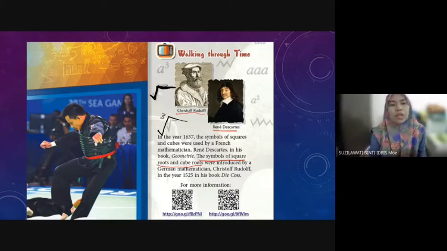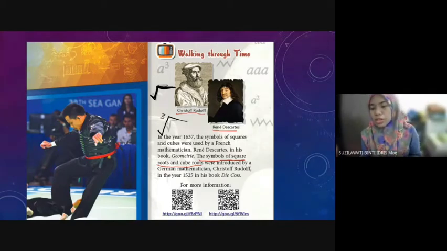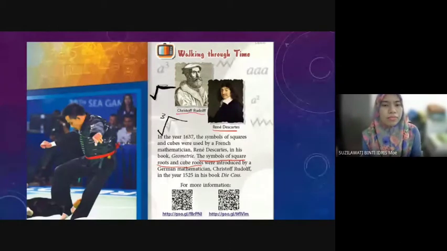Look at the slide now. Don't look at your calculator, look at your slide now. Okay, this is a symbol of cube root where it uses the same symbol as a square root. Just you need to add number 3 on the symbol for representing cube roots. Okay.